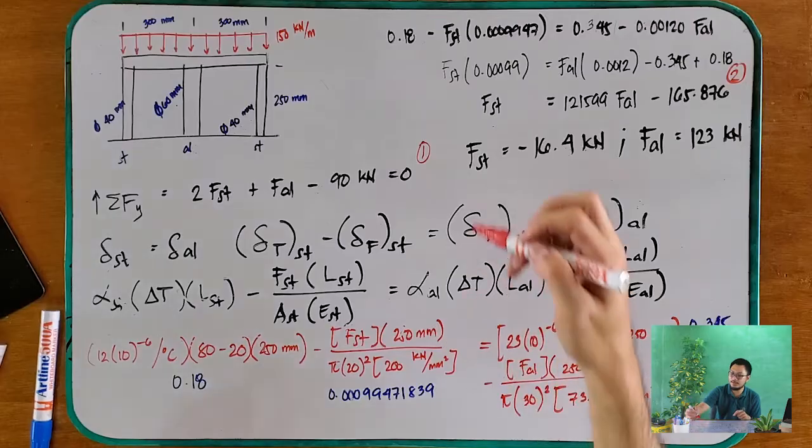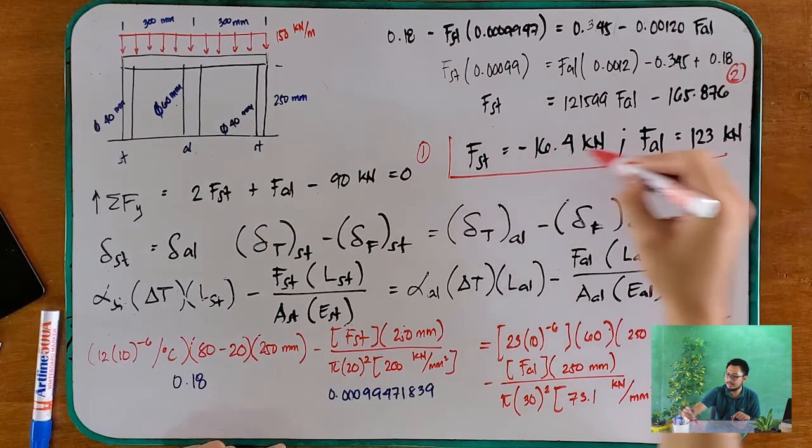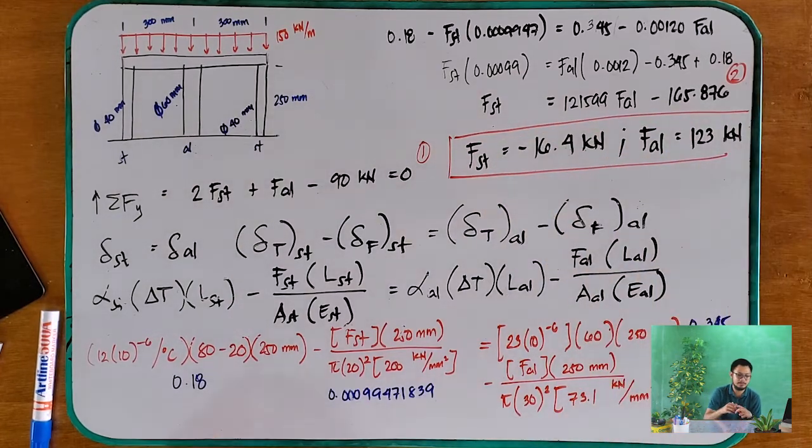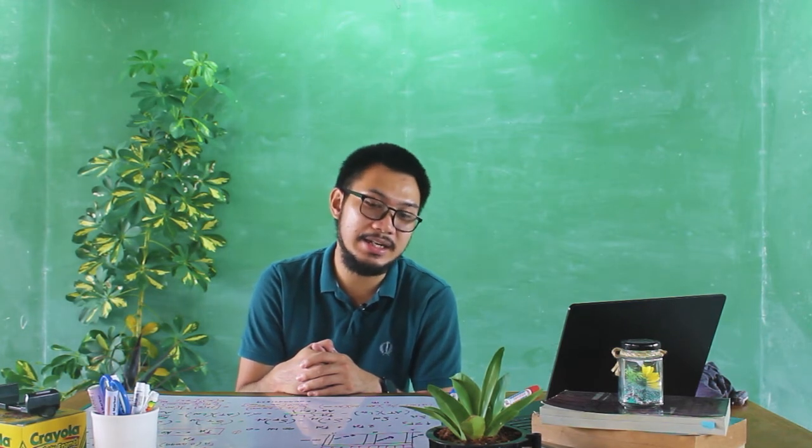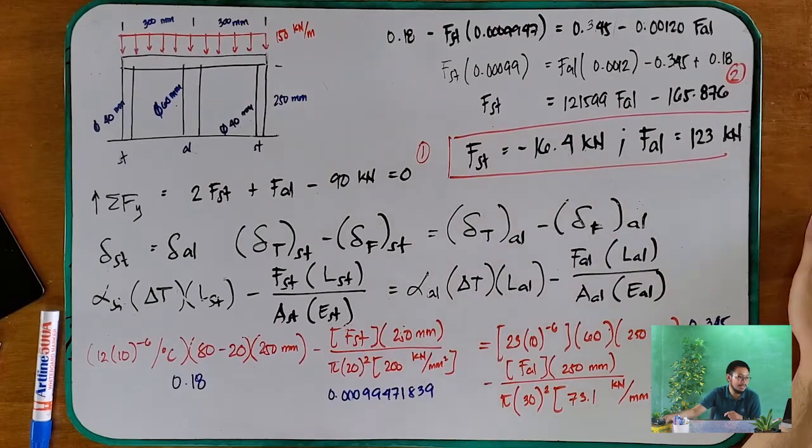Okay? So why is our steel negative? Your steel is negative since it is subjected to tension. The steel stretched. Our aluminum is positive since our aluminum is compressed. Okay? So this is your final answer for our problem. So that's it.